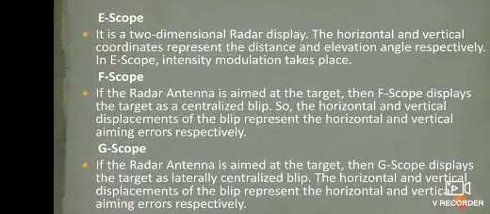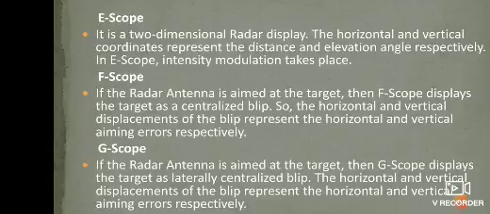So what is an E scope? It is also a two-dimensional radar display, and the horizontal and vertical coordinates represent the distance and elevation angle respectively. So intensity modulation also takes place. And the F scope is also aimed at the target only. All of the scopes are used for the target only, which displays the target as a centralized beam.